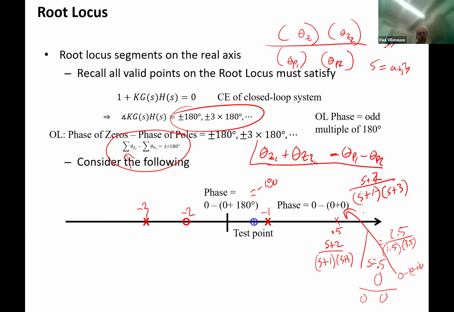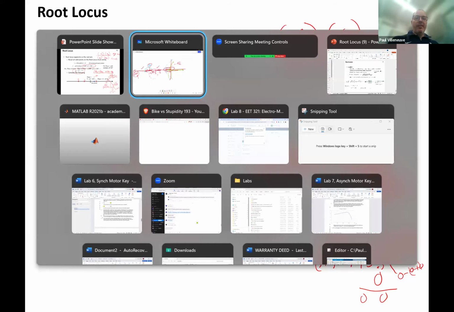Okay, I just picked 0.5. Now I'm going to pick a test point that we know is between minus 1 and minus 2. So let me copy this over here because I'm running out of room.